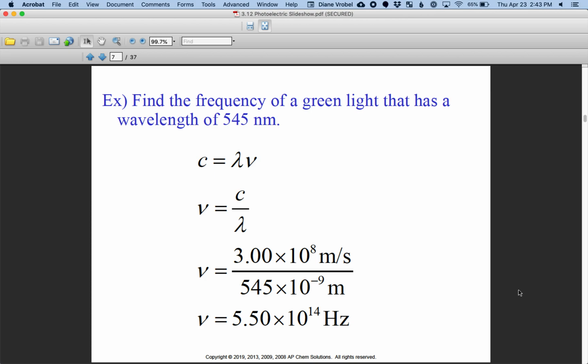So notice that meters cancel out and you're left with 1 over seconds. 1 over seconds is hertz. Either one is acceptable.